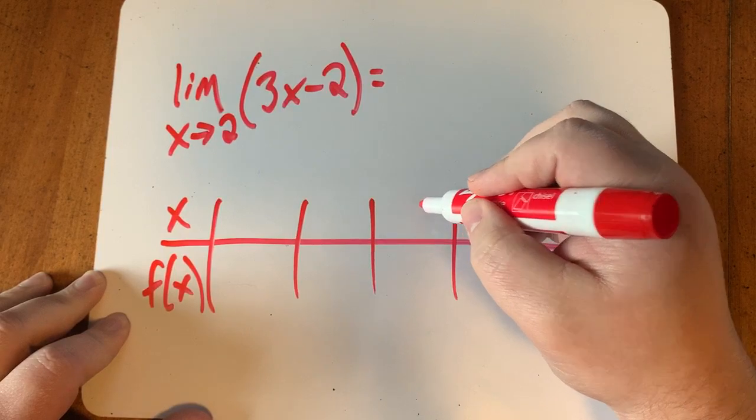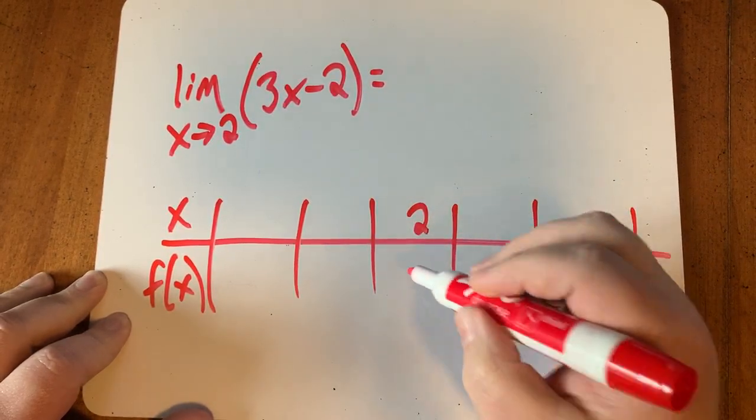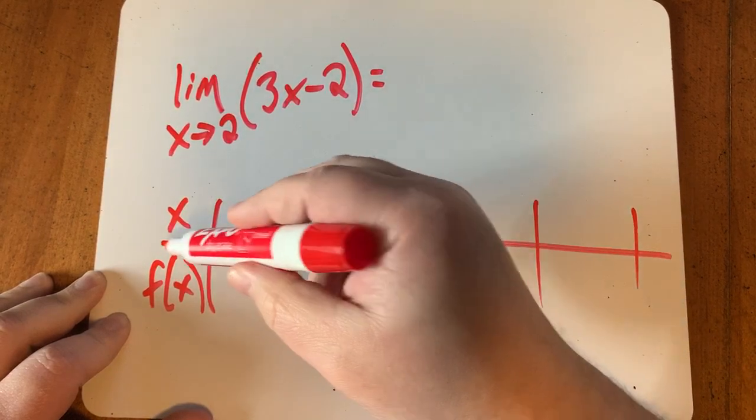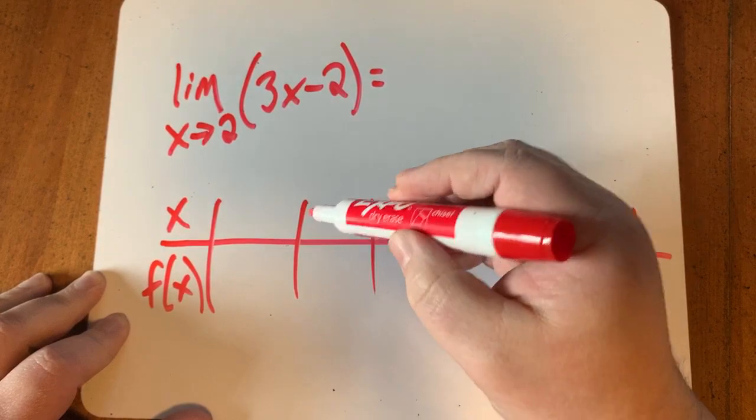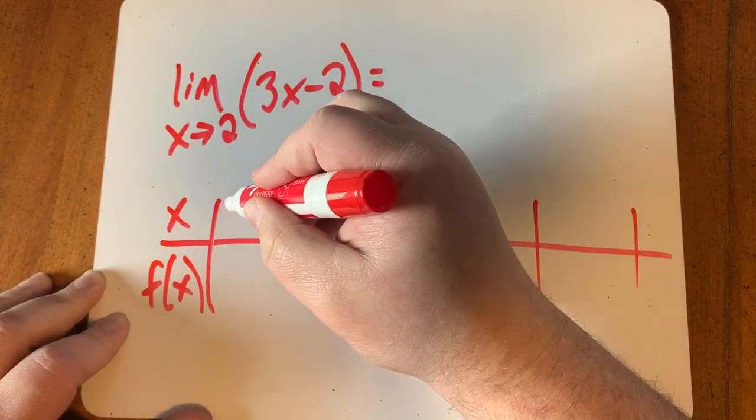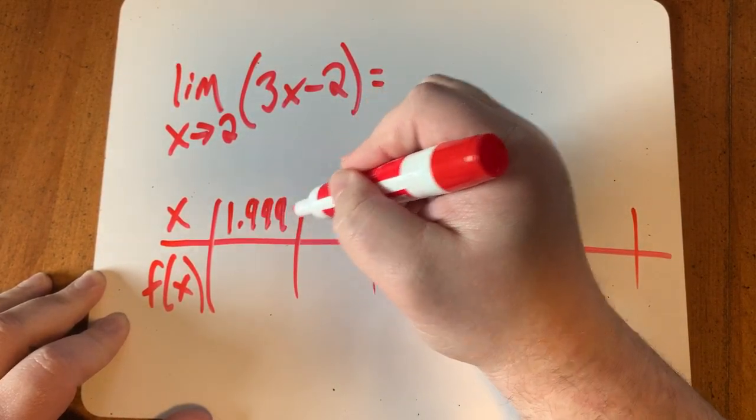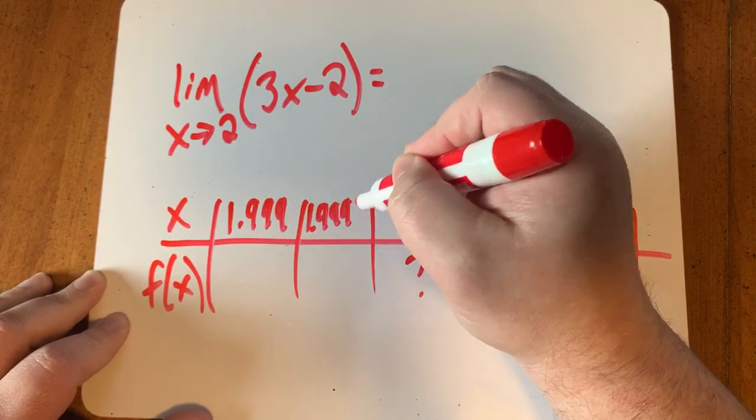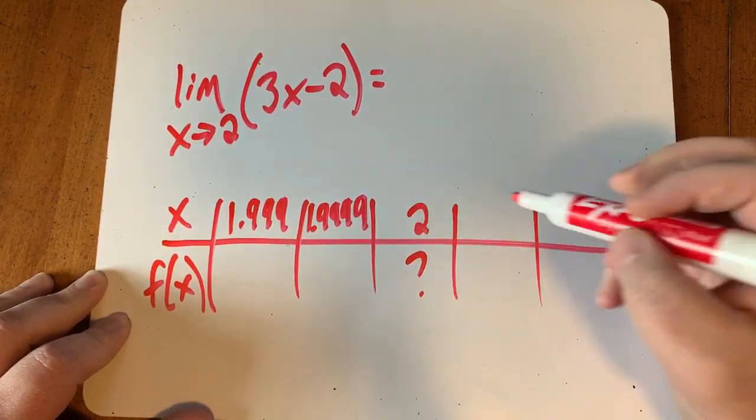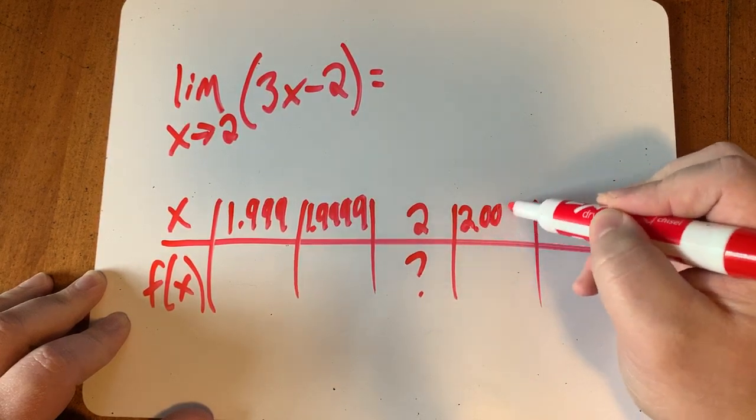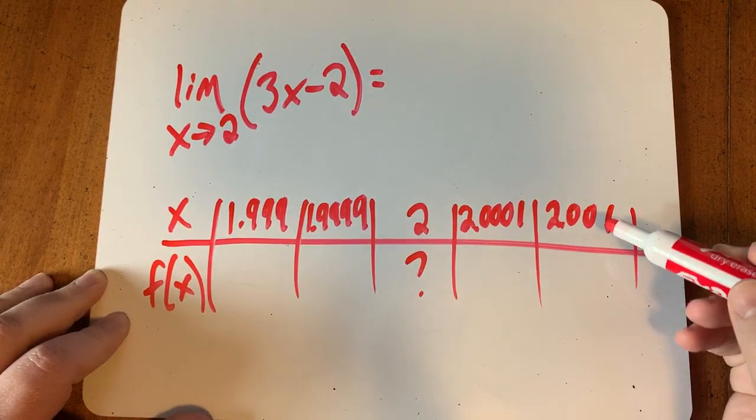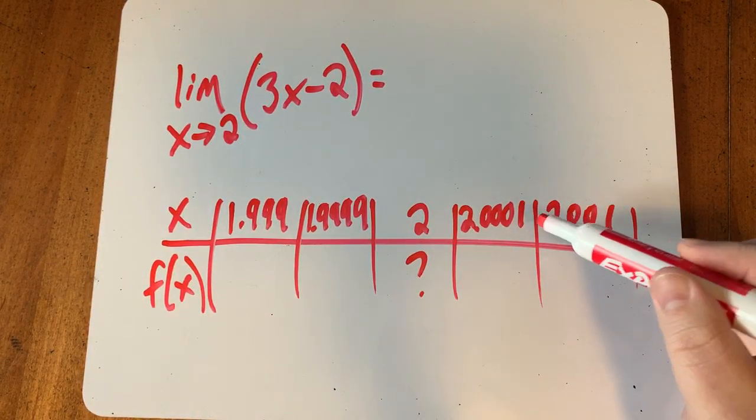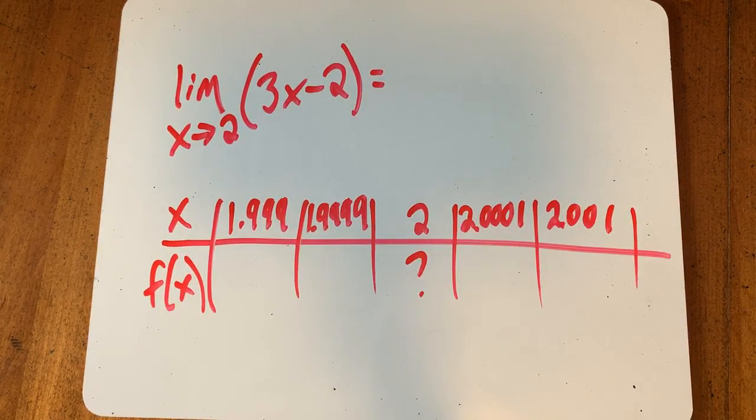And just going to put 2 here. So we're trying to find out what the function approaches as it gets closer and closer to 2. So we can take values that are getting closer and closer to 2, like 1.999 and 1.9999. And approaching from the other side, 2.001, 2.0001.